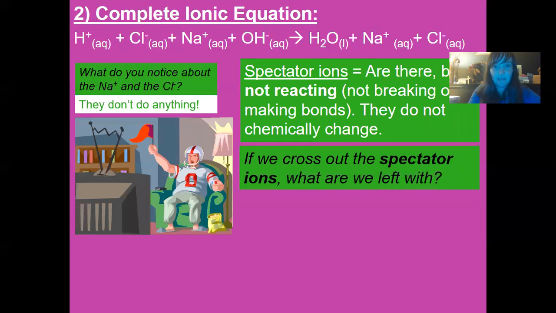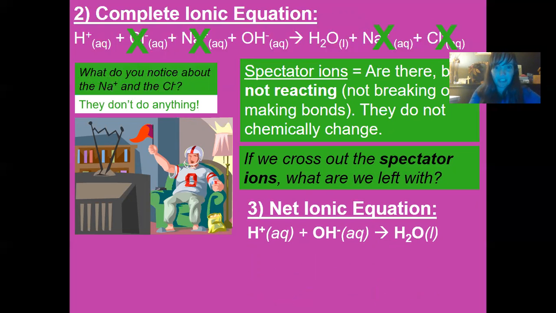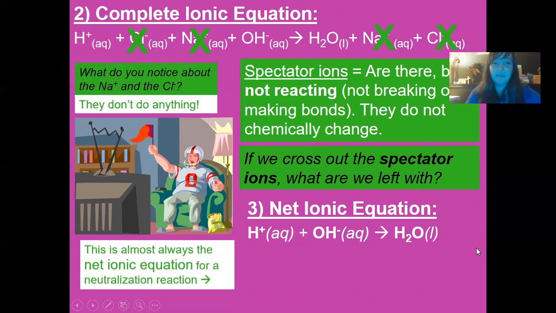So the last way to write the equation is the true chemistry, getting at what's actually changing, and that's called the net ionic equation. So we cross off all the spectator ions and see what we're left with. What's our net? So our net ionic equation is just H and OH make H2O. And guess what? That is almost always the net ionic equation for any neutralization reaction. Acids always give the H plus, bases always give the hydroxide, and it always makes water. And then the salt are the spectator ions.